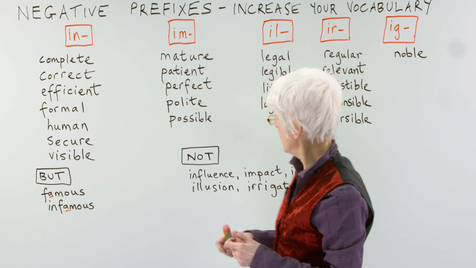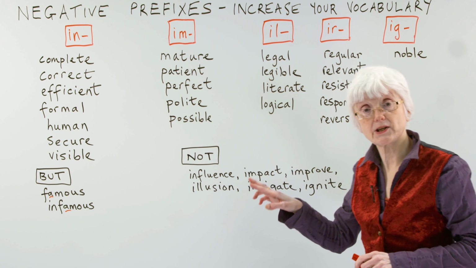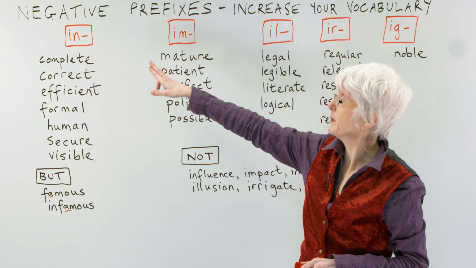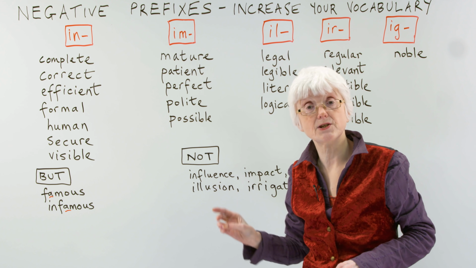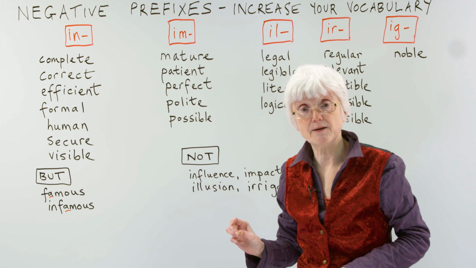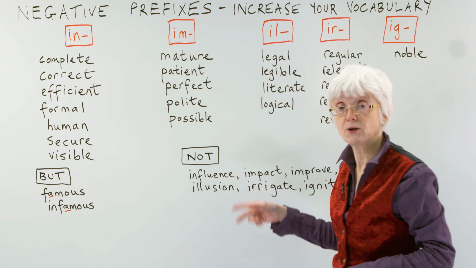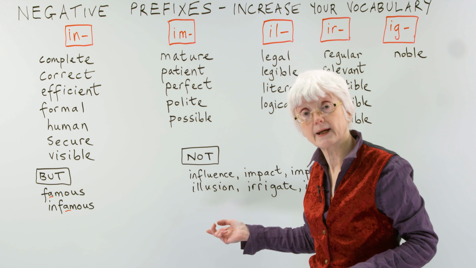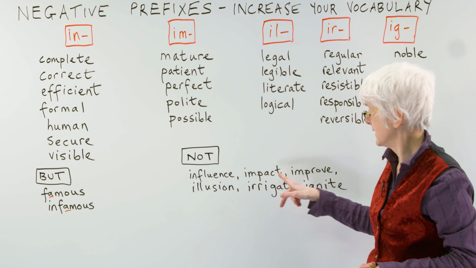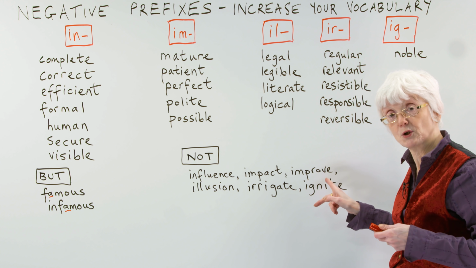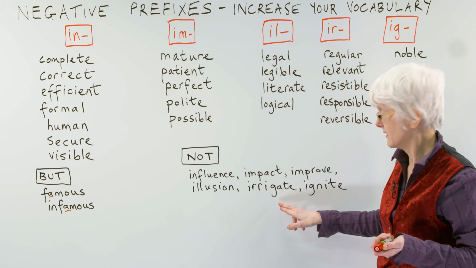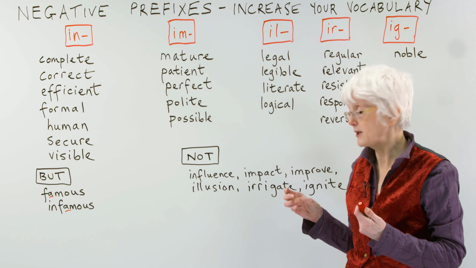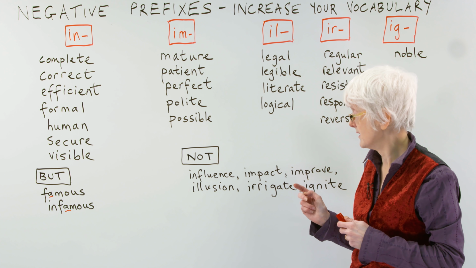Okay. And then finally, for this lesson, just to mention that don't assume that every word beginning with any of these letters is always going to be a negative, because there are some words that just happen to start with those letters. So here are just a few examples: influence, impact, improve, illusion, irrigate, ignite. They're not negatives. They just happen to start with those letters.